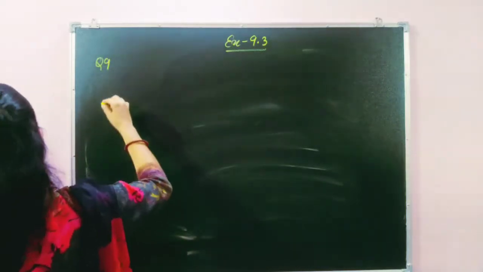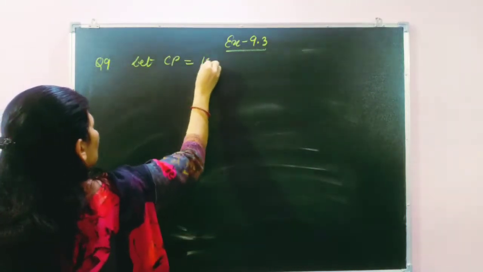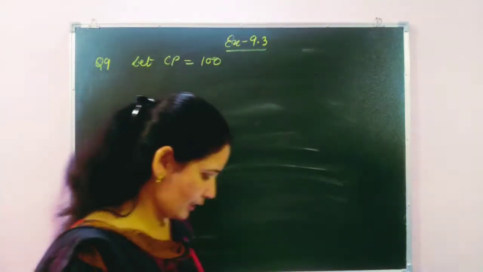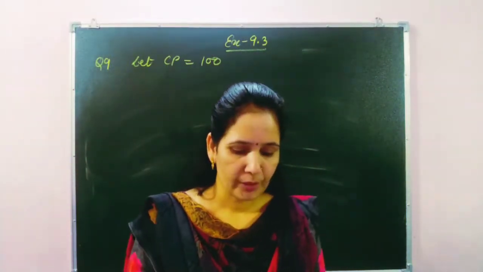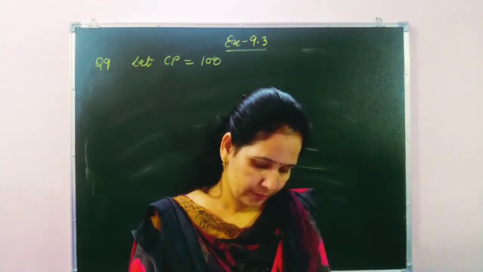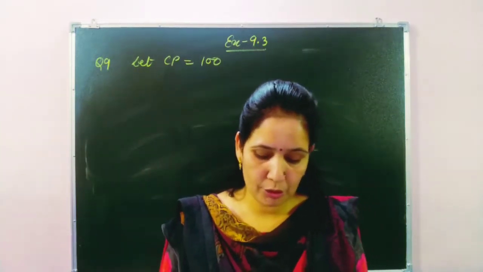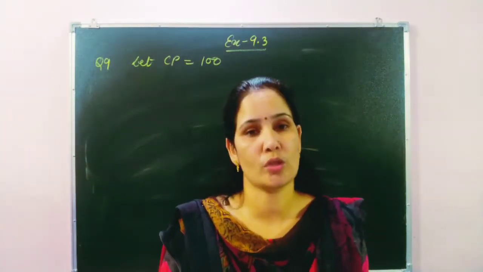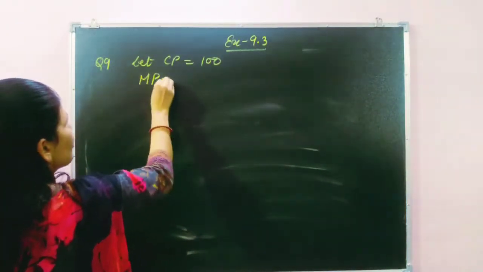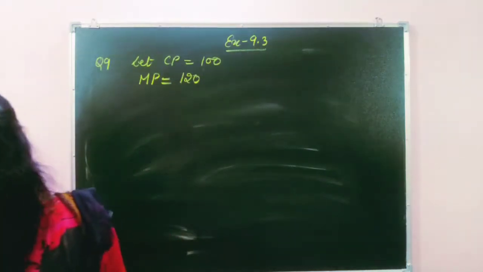So students, what have they given in this question? They have given the discount. First of all, we will assume the cost price is rupees 100. A dealer marks his goods 20% more than the cost price. That means the MP is 20% more than the cost price, that means rupees 120.